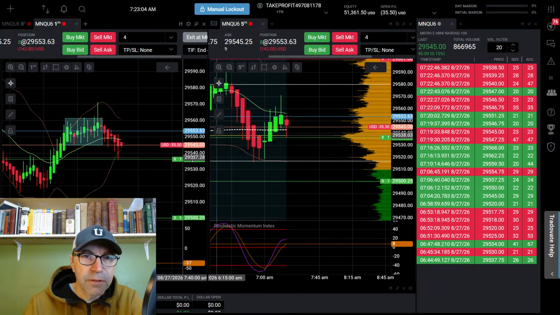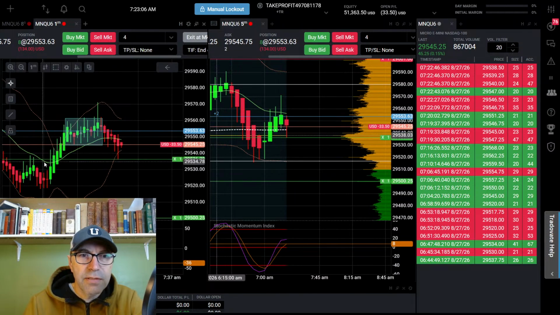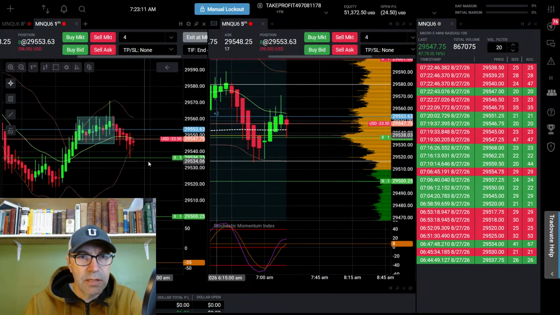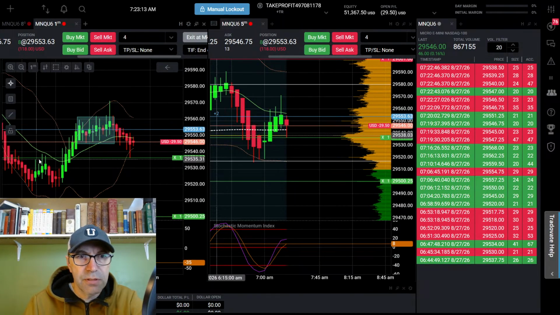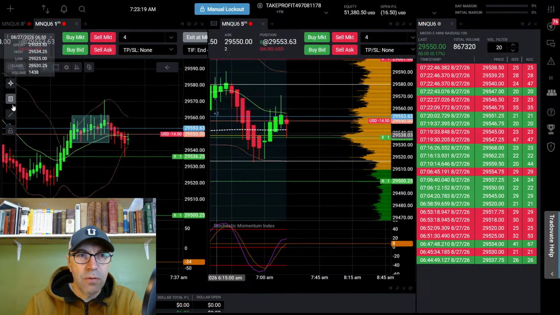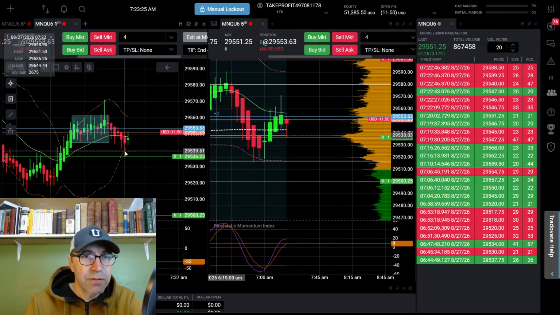Oh, it didn't fill me. Look at that. Came right down to this particular level right here. That would be, I suppose, considered a support or resistance at one time. And came within a fraction of that. What was this? This was 26.35, 26.25.